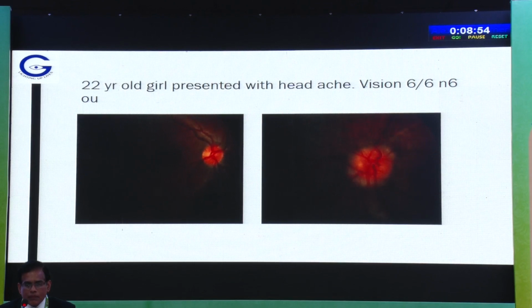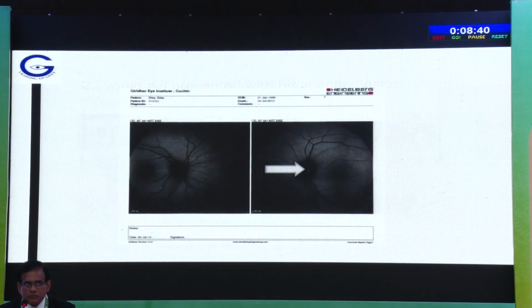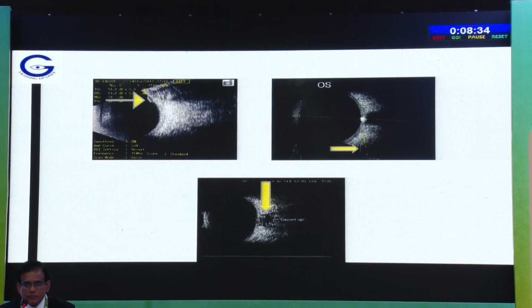Now coming to a 22-year-old girl who presented with headache, and vision was 6/6 in both eyes, and the left eye showed an elevated disc and vessels were normal. To begin with, we did a simple test, FAF, that picked up the buried drusen. To confirm this, we went ahead and did the B scan. The B scan showed the optic nerve head drusen as shown in the arrow.